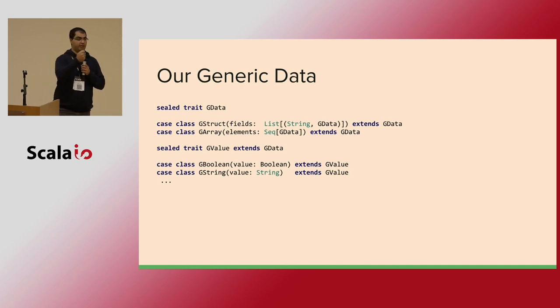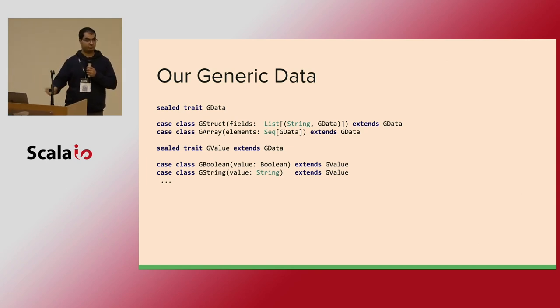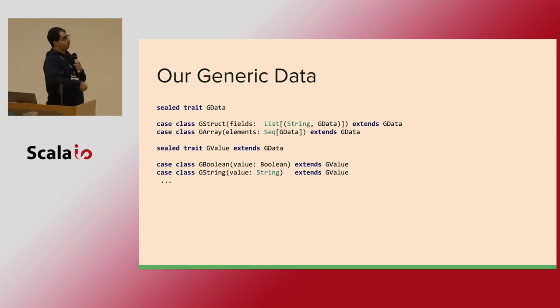On one case, I have the element type, which is just a simple call. And on the other hand, I have elements, which is the sequence of G data, the sequence of elements which compose my array of elements. And the value fields now are the proper values. I don't have anything more than the values that is wrapped, sealed around the case class.